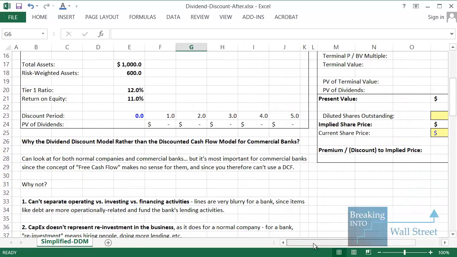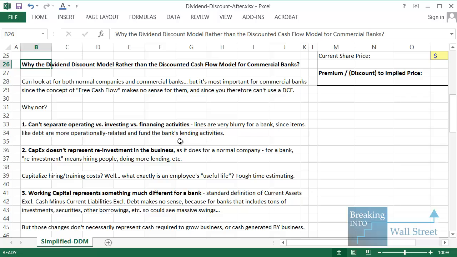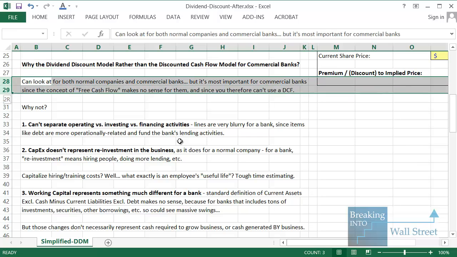What I want to do first though is explain why we use this in place of a discounted cash flow analysis for commercial banks. And actually with a dividend discount model, you can look at this for both normal companies and commercial banks. So it's not limited to commercial banks, but it's certainly much more useful in most cases for commercial banks because the concept of free cash flow does not apply to them. So since you cannot calculate free cash flow the normal way for commercial banks, instead you use dividends as a proxy for free cash flow and value the bank on the basis of the dividends they issue and then the present value of the dividends that they're going to issue far into the future.